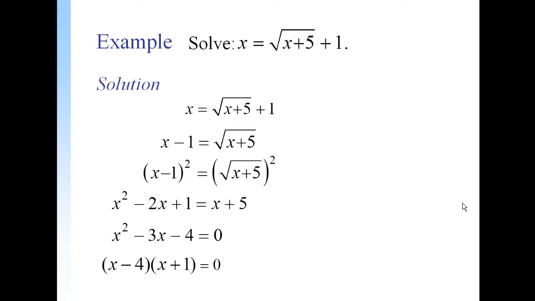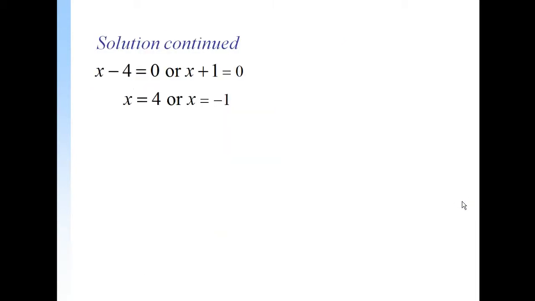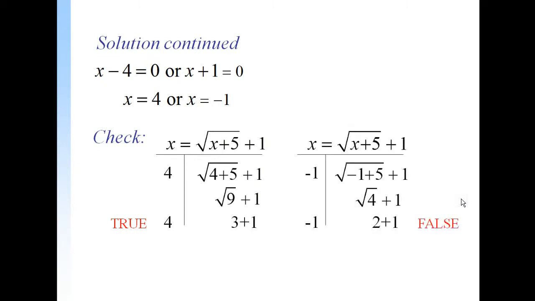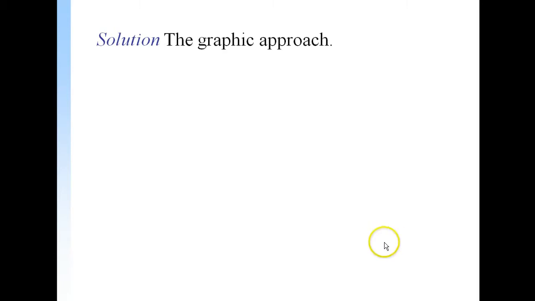Yep, they print very well. Now when we check it, the 4, we said, is true, while the negative 1 is false. So the solution is only 4. Don't put in there a negative 1, because they'll count that wrong. Now they're giving us the graphic approach, which we are not going to need.